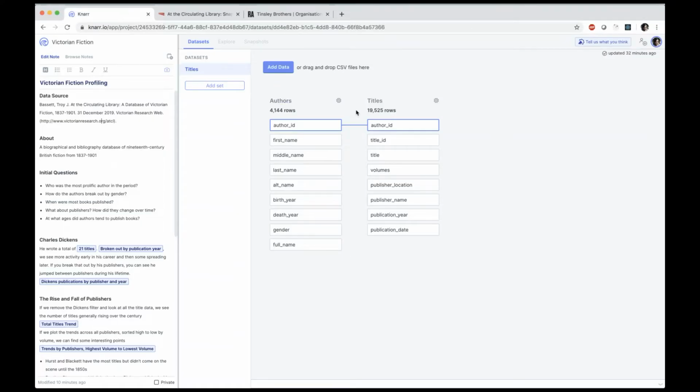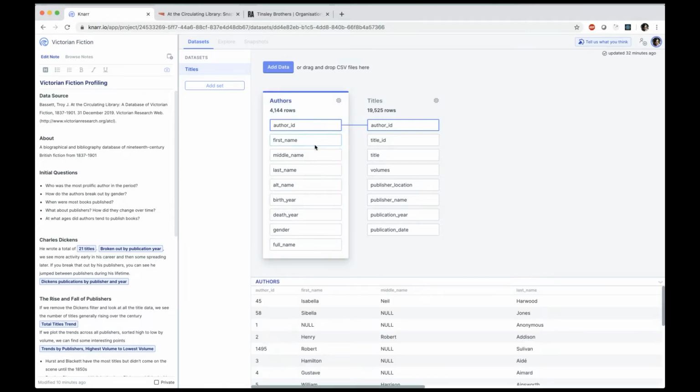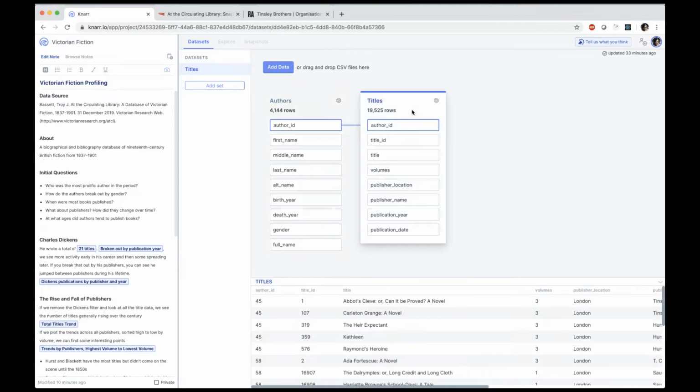What I've done is just loaded this data here into a Knarr project, and I've got the authors that they have, the information about these authors during that time period, as well as the titles that those authors were publishing and who they were publishing them with and when, etc. And so I've taken some notes here, and I'm going to show you some of the things I learned while I was just sort of profiling the data.